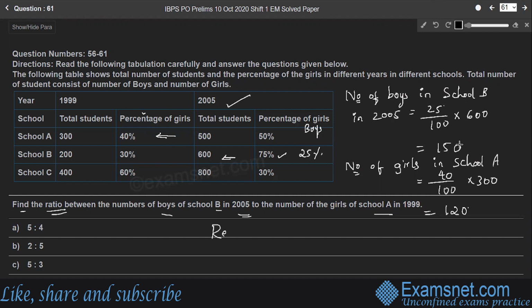Therefore, the required ratio, we have to find the ratio between the number of boys to girls, right? Not girls to boys. The required ratio is the number of boys 150 is to 120. Therefore, 30 into 5, 30 into 4. So 5 is to 4 is the required ratio. Option A is the right answer.